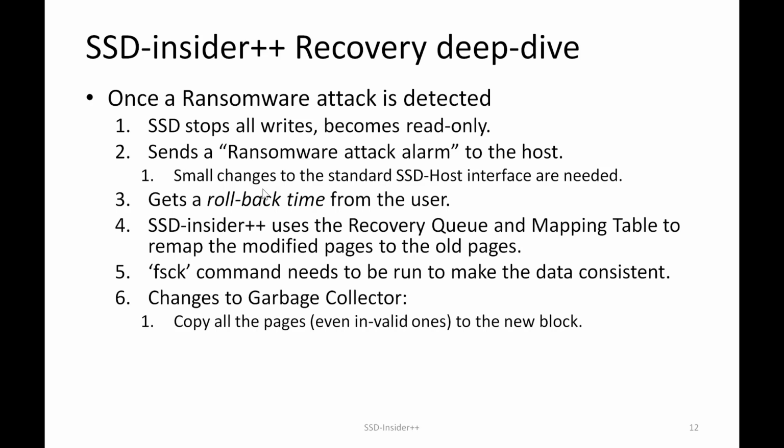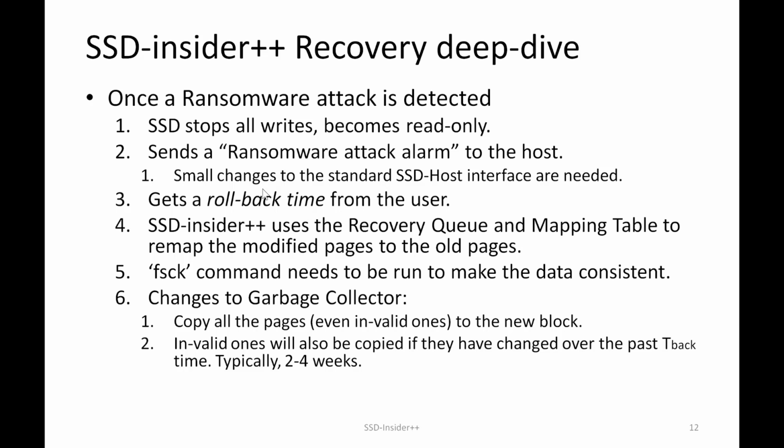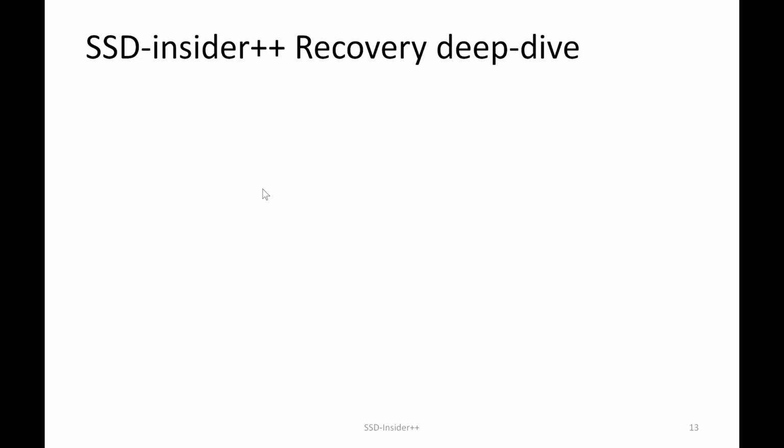These invalid pages are those which fall in that particular time window only. It means that we would wait for a specific time, specified as T by the authors, which can typically be 2 to 4 weeks. It means all those pages which were marked as invalid over the past 2 to 4 weeks will still need to be maintained. But beyond that, they can be discarded, right? That small change is needed in the garbage collector.